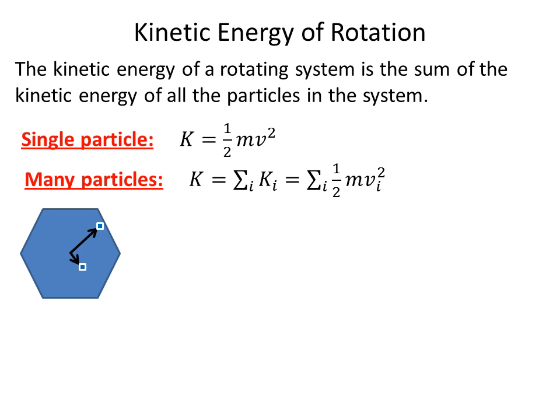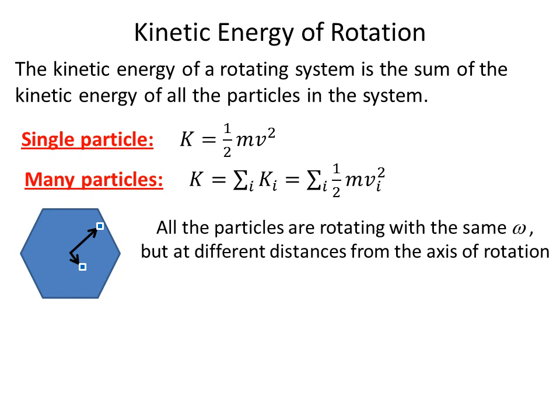If we look at an object which consists of many particles, that is rotating, we see that all the particles on the object are rotating with the same angular velocity omega. But in general, they are at different distances from the axis of rotation. So if we try to write down the kinetic energy of the entire object, or rotational kinetic energy of the entire object, we have the sum of 1/2 m times the velocity of each particle squared.